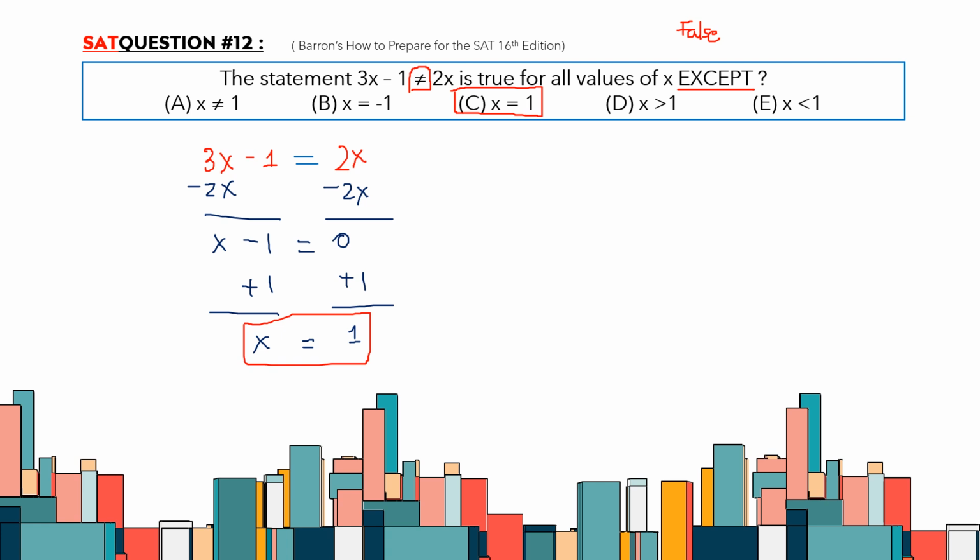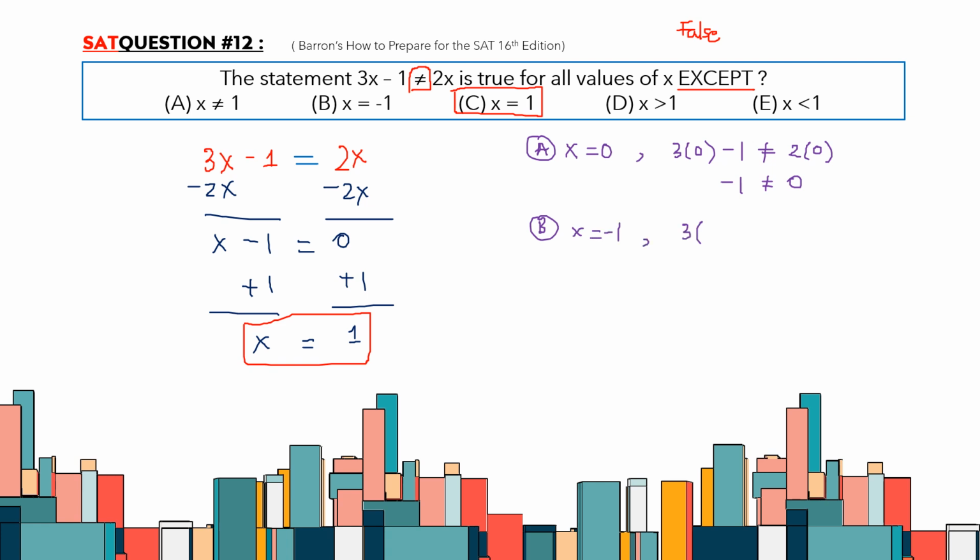We can check each of the answer choices. So if x is different from 1, you can choose any number except 1. Okay, let's choose 0. If x equals 0, we will have 3 times 0 minus 1 different from 2 times 0. That's right, because negative 1 is different from 0. That's the true statement.